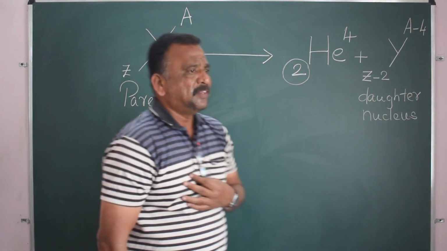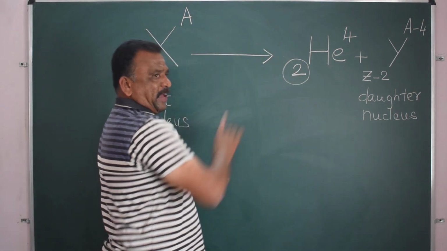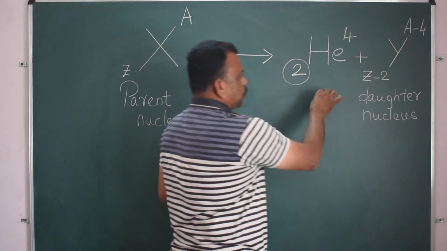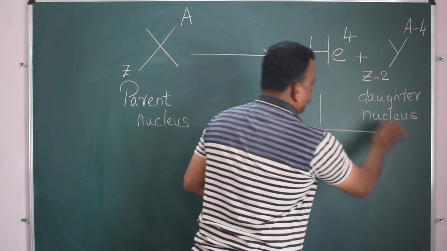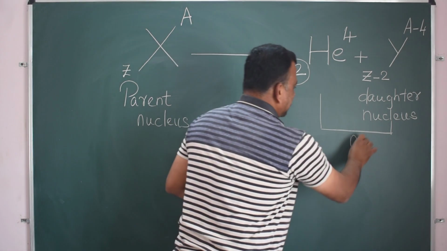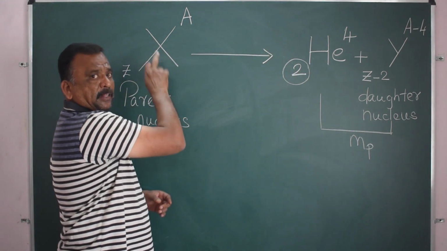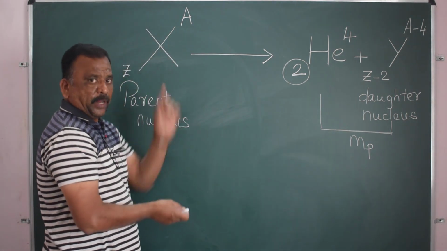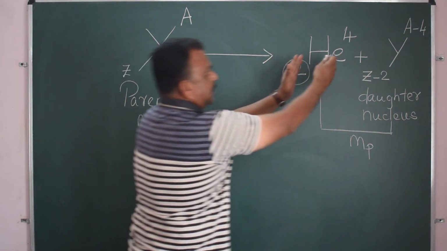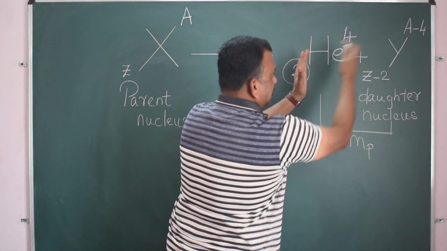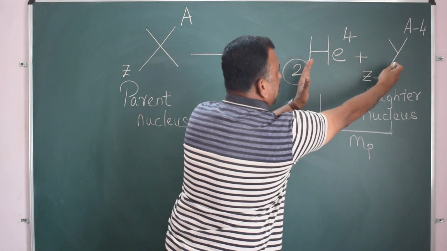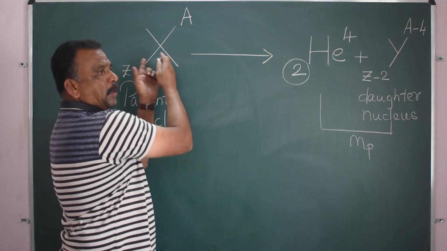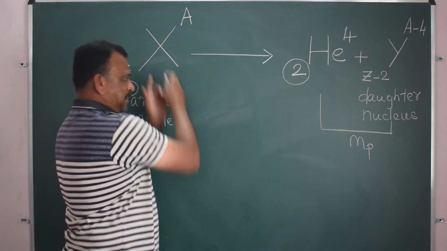And not only this, in any nuclear reaction, the total mass of the products formed will always be lesser than the total mass of the reactants. Here there is only one reactant, only one nucleus. So the helium nucleus, that is the alpha particle, and the daughter nucleus together will have a total mass lesser than the mass of the parent nucleus X.